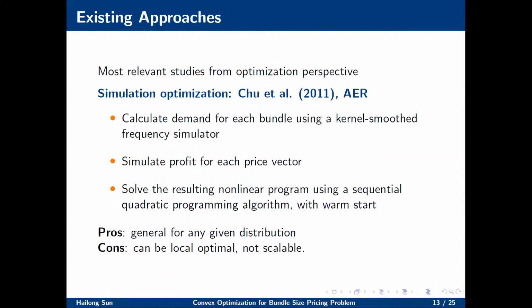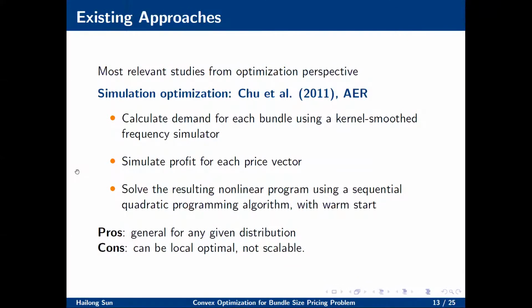Okay, so next let's look at several existing approaches for this problem. Here we only select the most relevant papers from the optimization perspective. The first one uses a simulation optimization method, which is a black box optimization algorithm to compute prices. This is proposed by Chung et al. in 2011 and published in the American Economic Review. Basically, they first calculate demand for each bundle using simulation, and then they can simulate profit for any price vector, and finally they can solve the resulting nonlinear program using a sequential quadratic programming algorithm, possibly with one star.